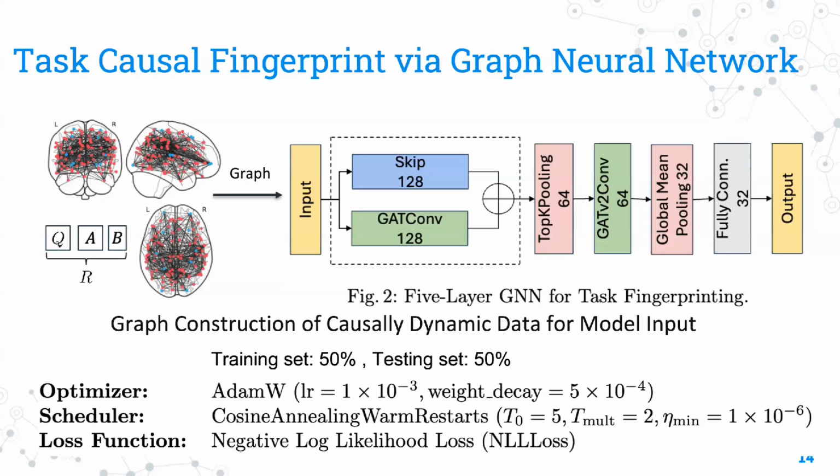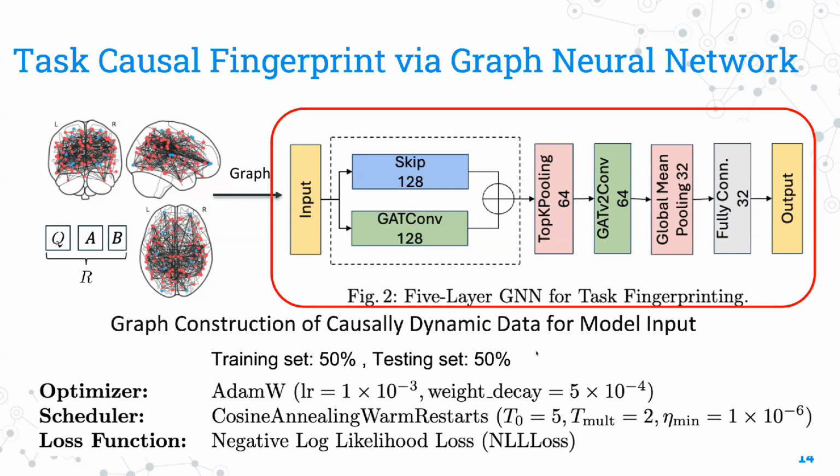In the second task, we focused on task fingerprinting using a graph neural network, or GNN, to achieve task recognition. Here are the key details of our data construction, model structure, and the training process. First, we build a graph structure based on the matrices Q, A, and B from our causal dynamics model. This matrix captures the causal relationships between different brain regions. Each node in the graph represents a brain region, effectively translating the dynamic features of the task into graph input.